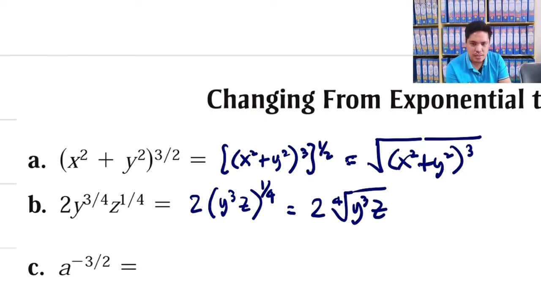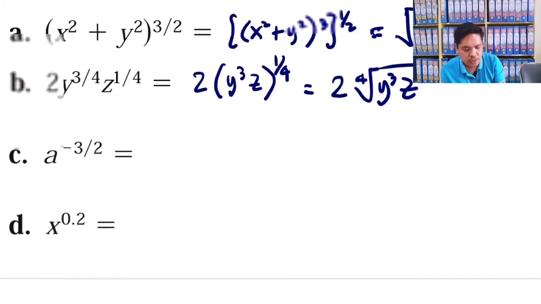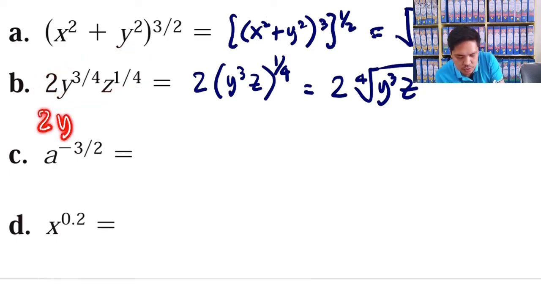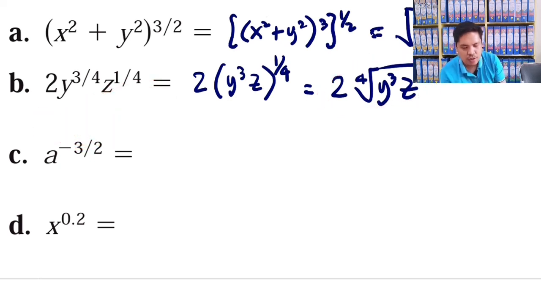Very easy. Or you can also use another property here: 2 times the fourth root of y cubed, times the fourth root of z, and combine. It's the same result. Okay? How about letter C?